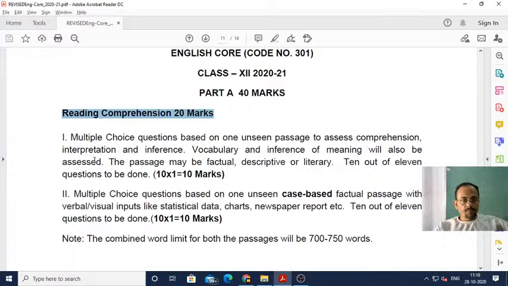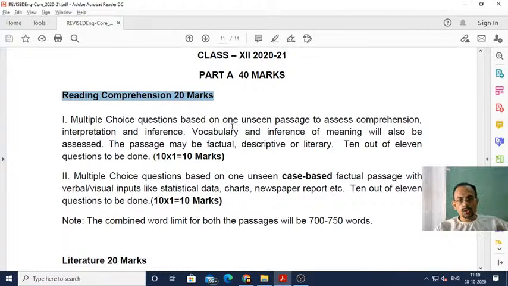So now you see how this 20 mark reading skill has been split up. See here, multiple choice questions based on one unseen passage. There will be an unseen passage, out of which 11 questions will be given, and out of 11 questions you've got to do 10 questions. All 10 questions are of multiple choice type. 10 into 1 equals 10.